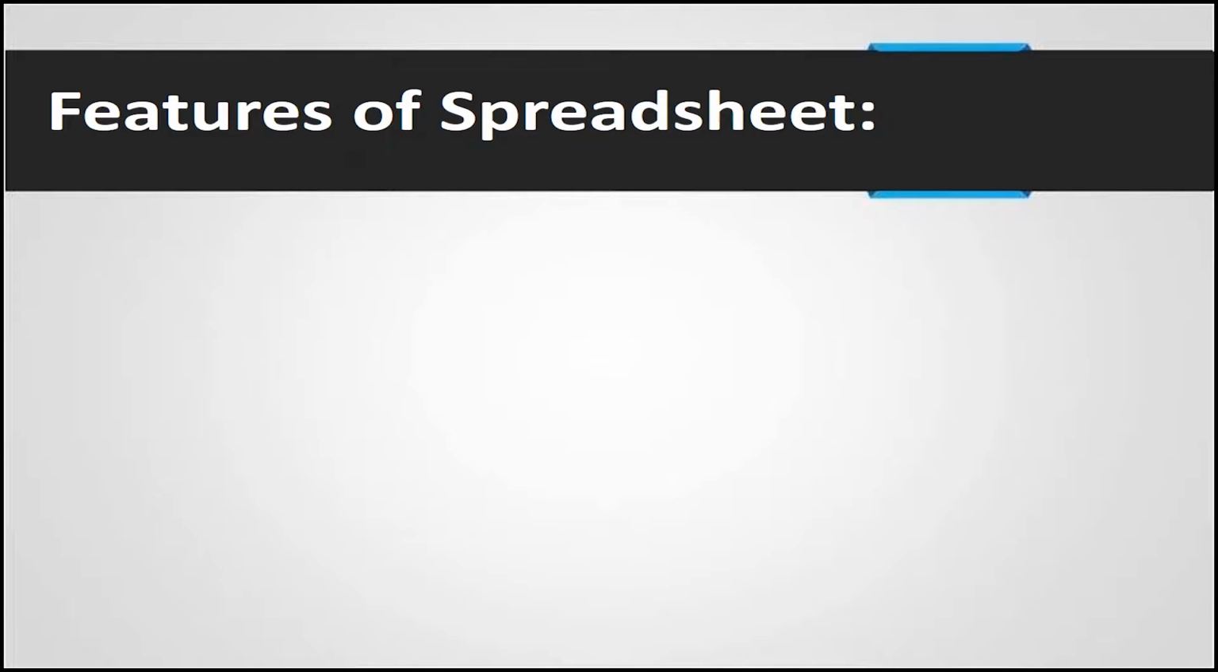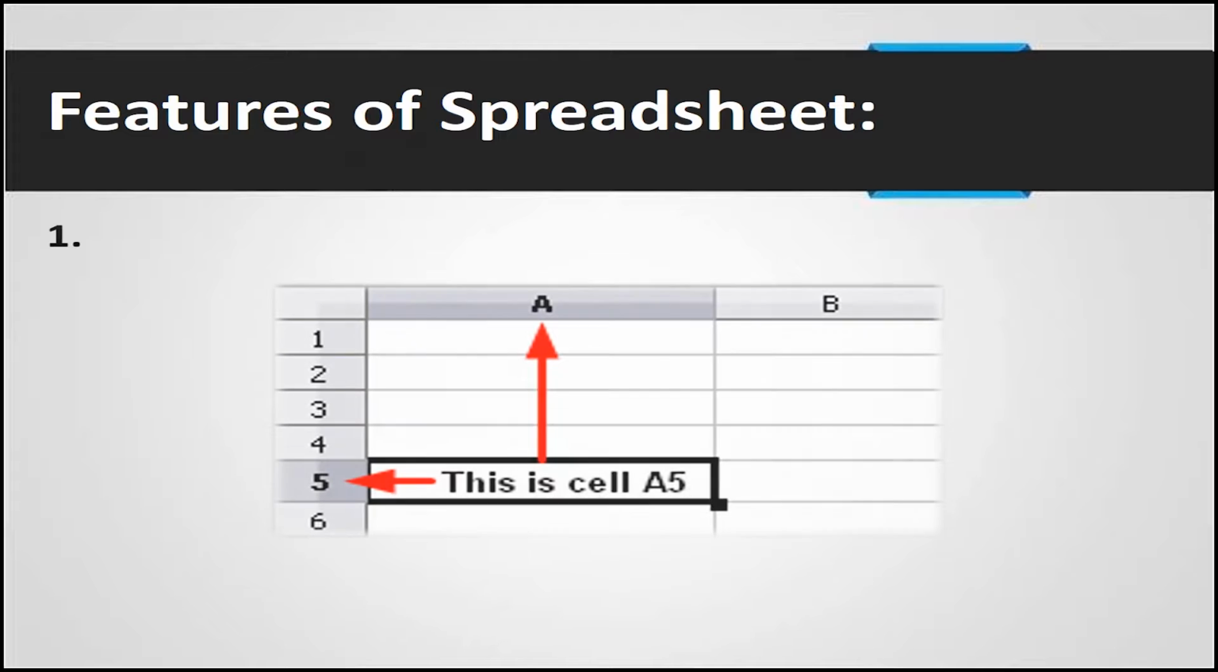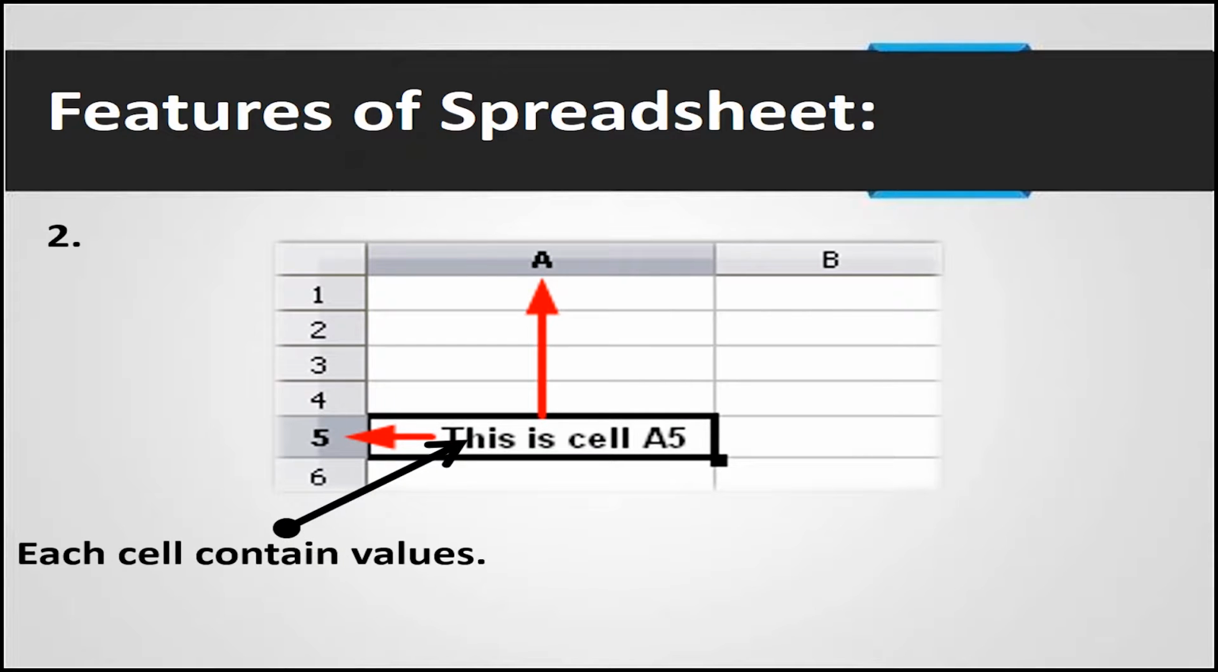Let's look at some features of spreadsheets. A spreadsheet comprises a grid of cells. A cell can be thought of as a box for holding data. A single cell is usually referenced by its column and row. For example, A7 means column A, row 7. Each cell can contain values. A value can be entered from the keyboard by directly typing it into the cell.